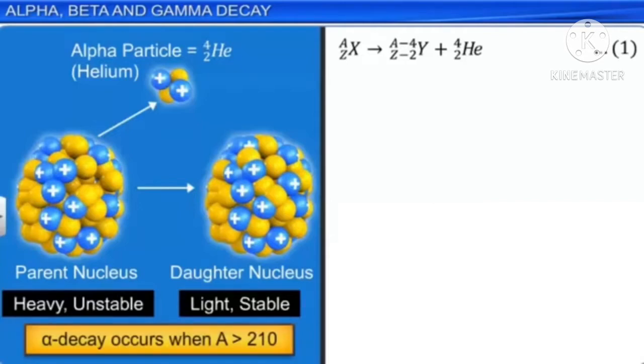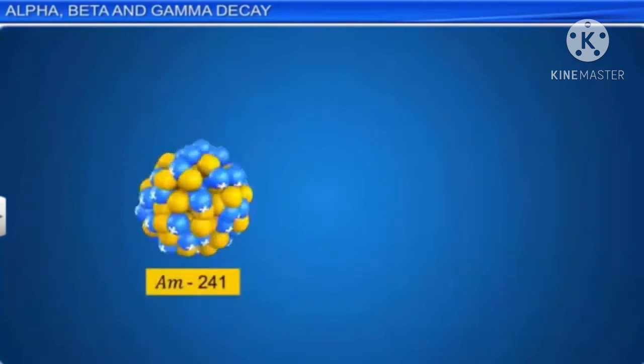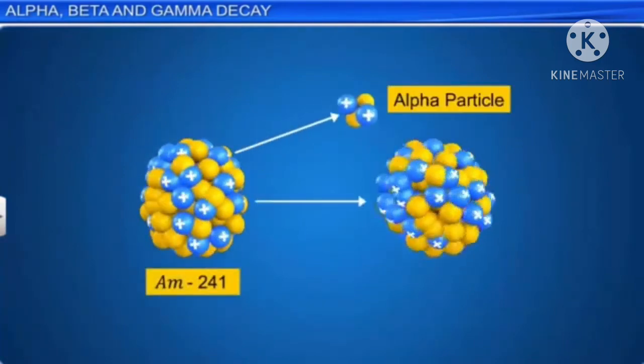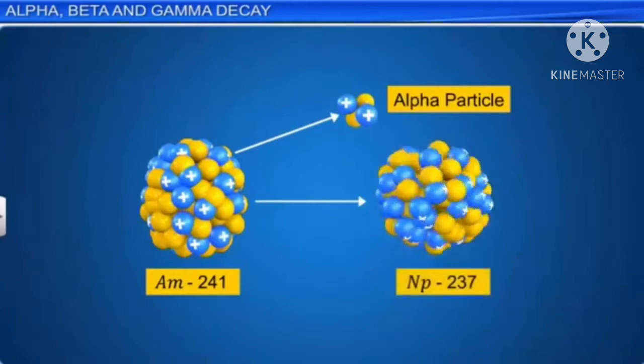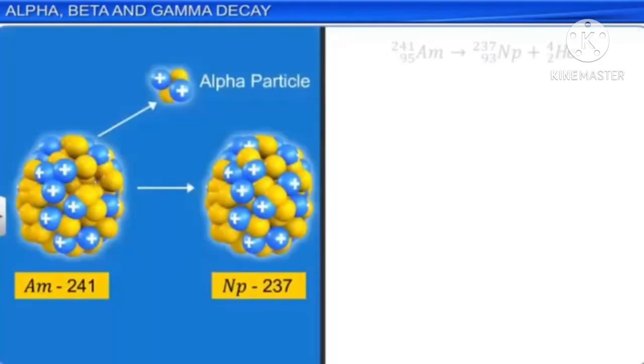For example, americium-241 undergoes alpha decay to form neptunium-237. Americium-241 with atomic number 95 emits an alpha particle and decays to neptunium-237 with atomic number 93.